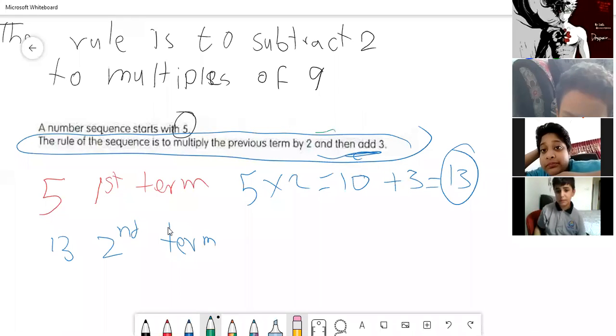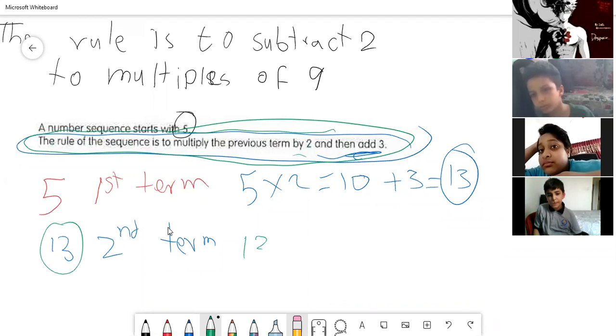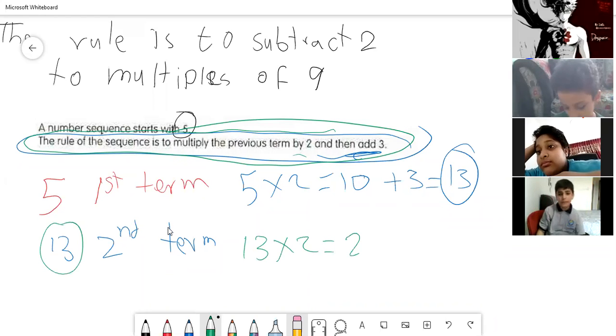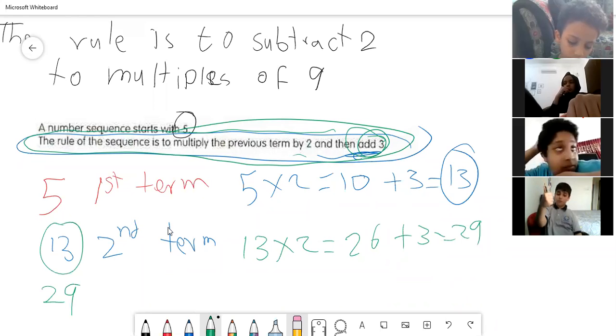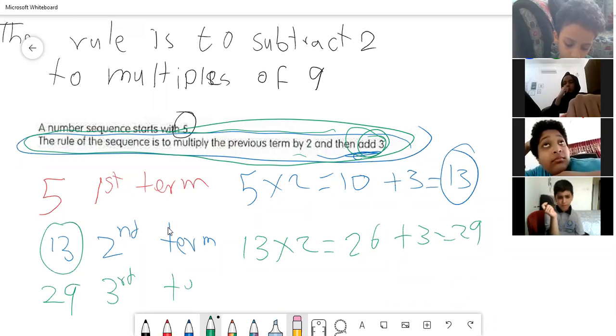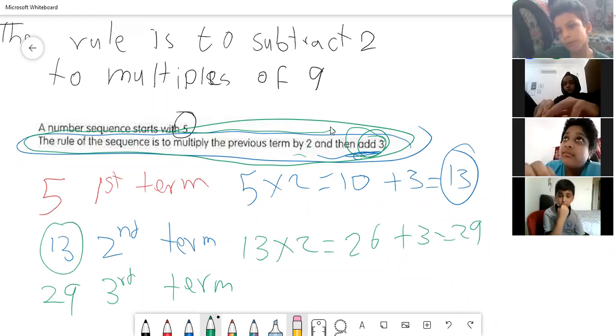The second term is 13. I'm going to follow the same rule. Multiply the previous term by 2. What is the previous term? It is 13. Times 2 is 26, and then add 3. Plus 3 equals 29. So this is going to be the third term, and we can continue like this to figure out the sequence starting with 5 and following this rule. Okay, I'm going to stop here, guys.